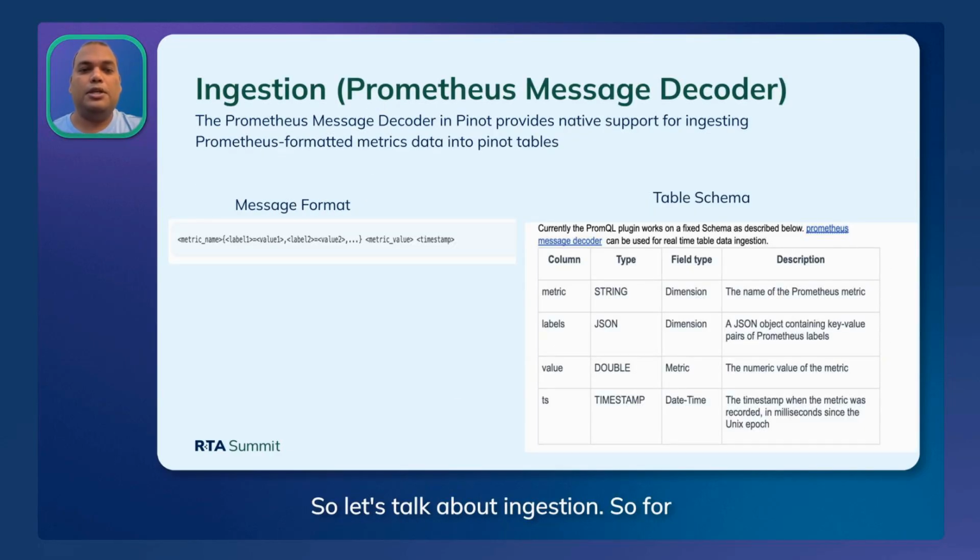So let's talk about ingestion. For ingestion, we have a custom message decoder. The Prometheus message decoder provides native support for ingesting Prometheus formatted metrics directly into a Pinot table. Prometheus formats have metric names, labels, metric value, and timestamp. And the schema in Pinot has columns like metric, labels, value, and timestamp. And this can be used to ingest any Prometheus formatted data from any source into Pinot tables.